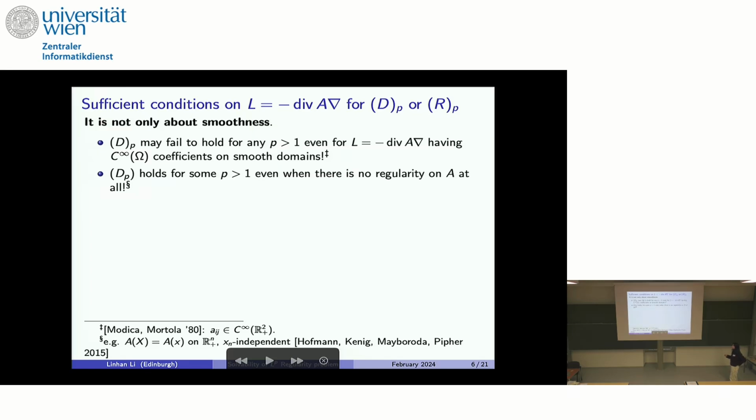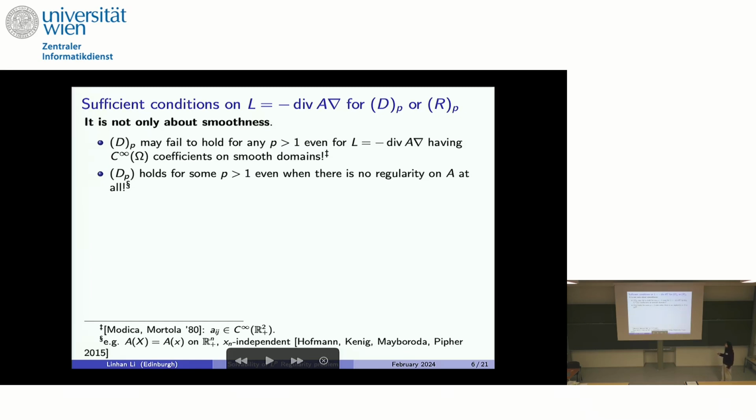And it's an example constructed by Modica and Mortola, and actually they just consider the upper half space, and the coefficients are smooth inside of the domain, but not up to the boundary. So if you have coefficients smooth all the way to the boundary, then you know everything is nice. On the other hand, the LP Dirichlet problem may hold for some P, even when there's no regularity on the coefficients at all. So you can see this kind of example when you also consider the upper half space, but the coefficients do not depend on the transversal variable, and you don't need to assume anything else than that.